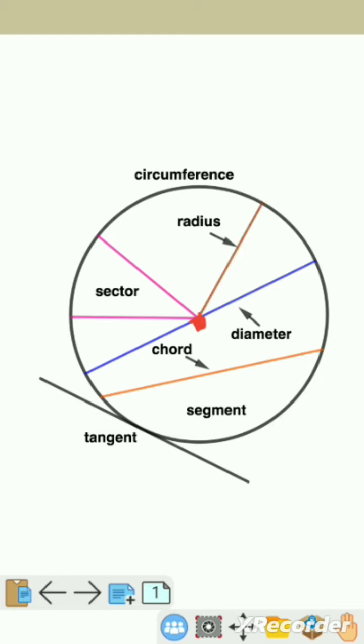So next we'll see what is tangent. So tangent is a straight line that touches the curve of the circle, touches the circumference of the circle, but it does not go inside the circle or interior part of the circle. So that is called tangent.